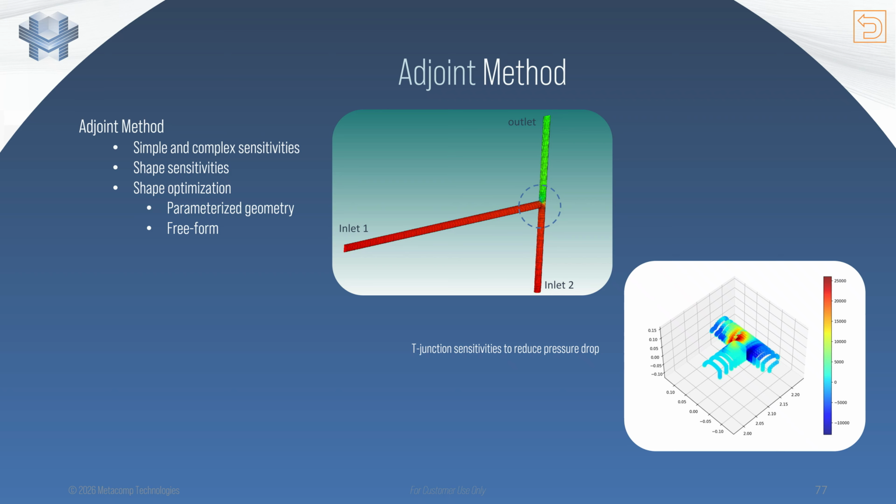CFD++'s Adjoint module offers the analysis of simple and complex sensitivities, as well as shape sensitivities. Shape optimization can be performed for both parameterized geometry and freeform cases.